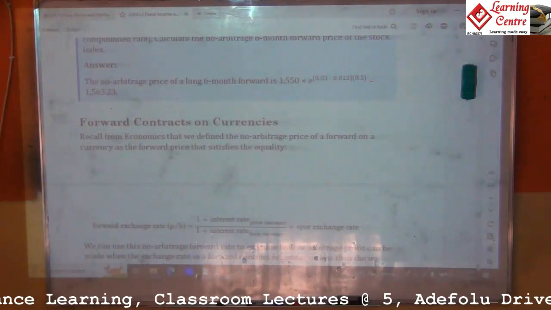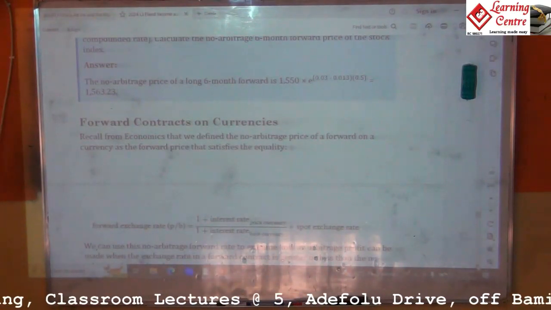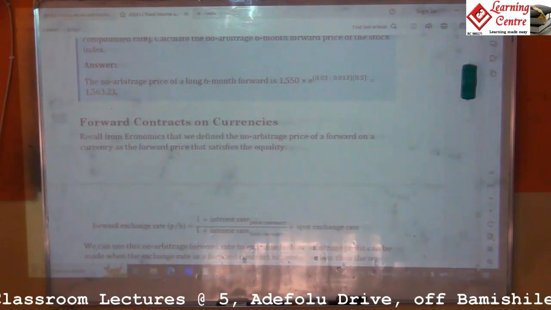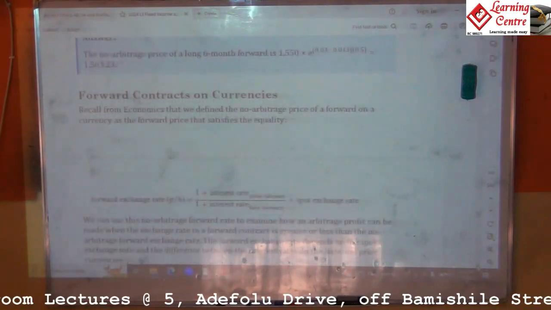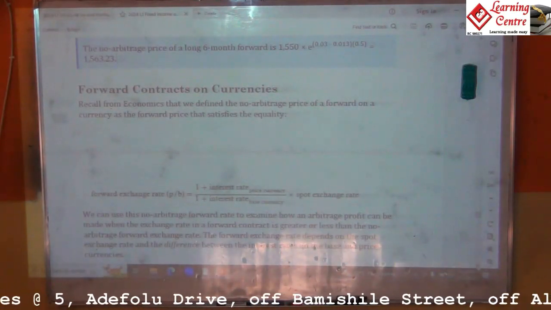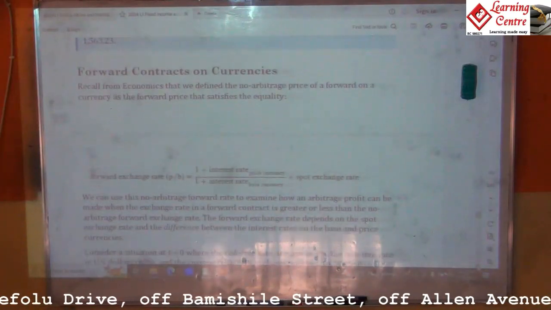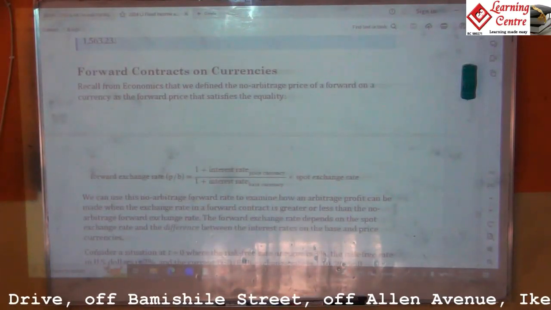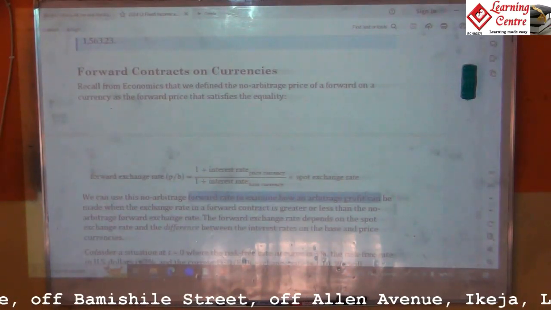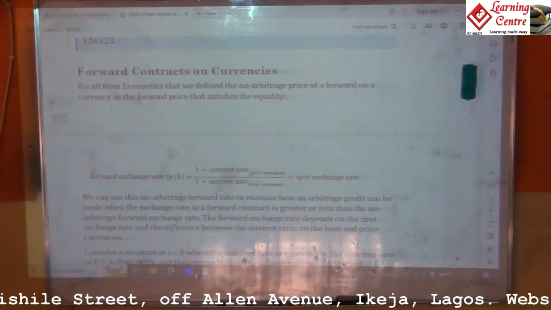Then forward contract, we've looked at some of these things before. And we go from economics, we looked at this economics calculation before, in terms of exchange rates, interest rates, and how it affects this. So like we said, remember what we said about price and base currency? Do you guys remember in economics? So this is now used to calculate the no arbitrage forward rates. So this same formula that you have in economics is coming here as well.